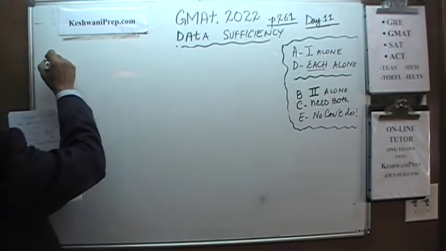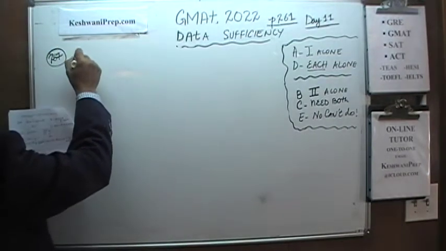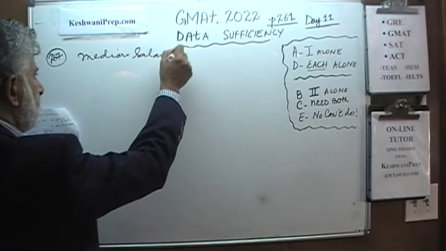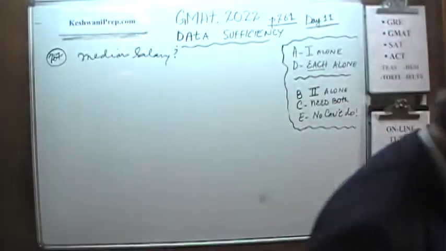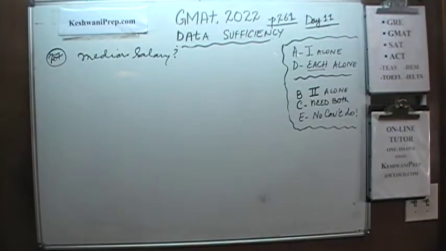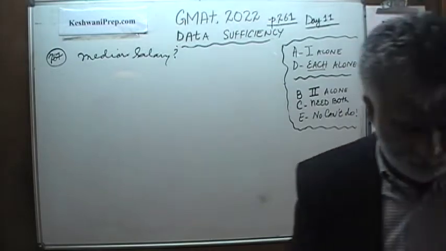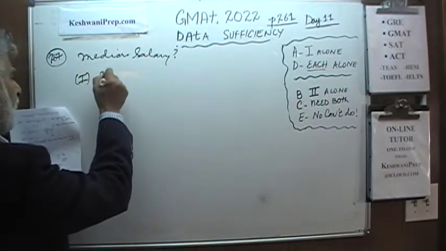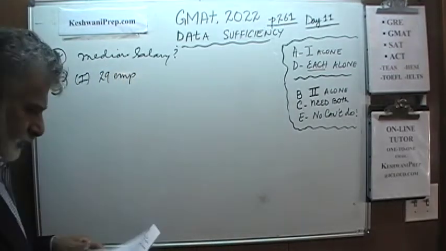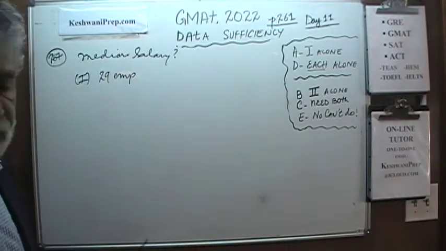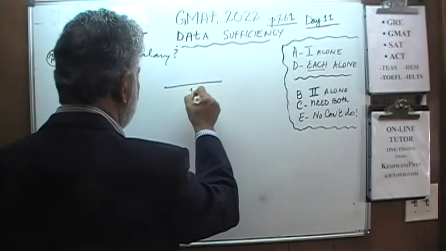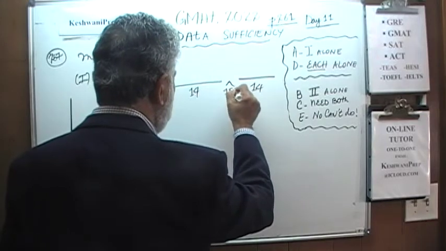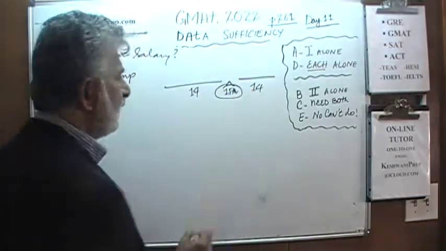267 is asking us for the median salary. What is the median salary in this firm? Let's see what they tell us about the firm. In the first statement they tell us there are 29 employees. Knowing that there are 29 employees tells us that there are 14 of them here, there are 14 of them there, and this 15th guy is our median.